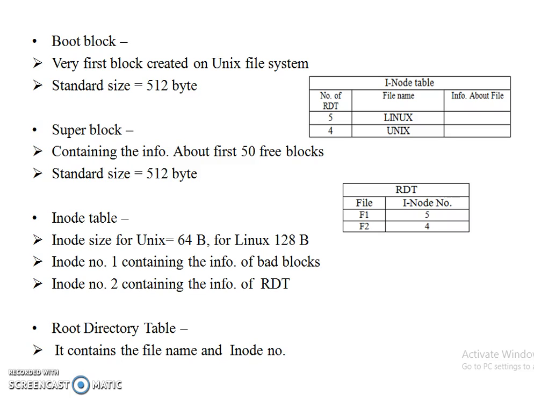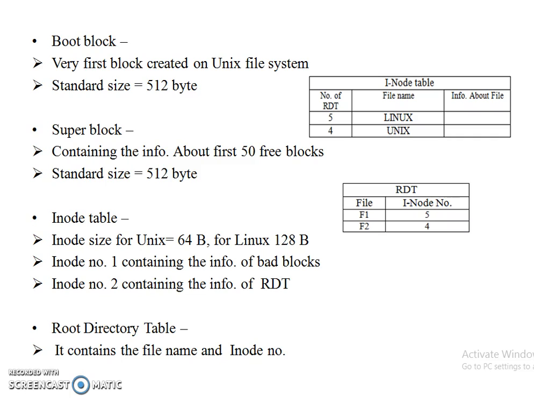There are two ways to access the RDT. One way is to store the address of the RDT in the super block, but normally it is not followed. The second way is to regard the root directory table as a file. Then it should also have an inode number. This inode number is predefined. Inode number 2 is always used to store information of the RDT. Now go to inode number 2, get the address of the RDT file, and then access it to determine whether file F1 exists or not, and then access F1. All directories are treated as files.